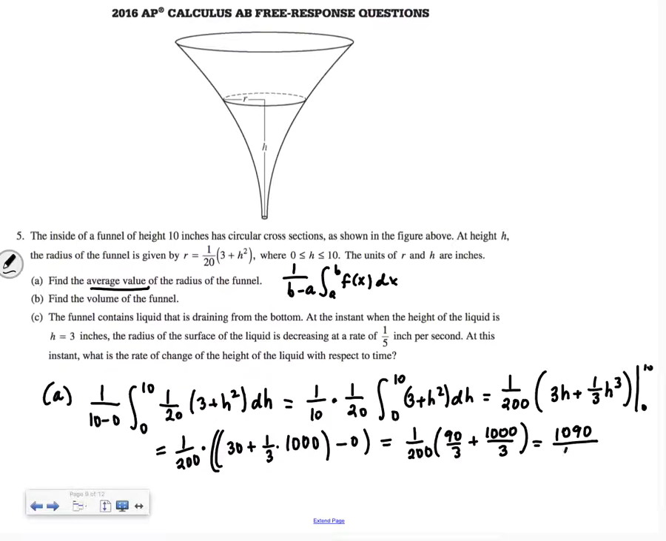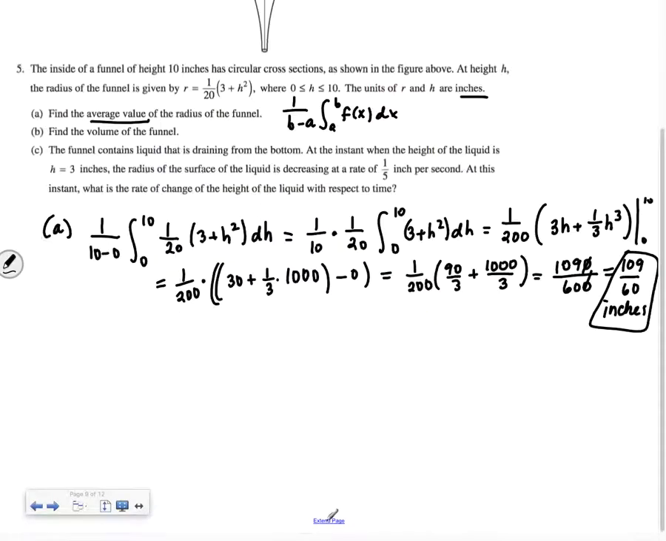So we get 1,090/3 times that 200, so I'm going to say 600, which will reduce out by 10. So we get 109/60. Now this was the average value of the radius, and our radius was in terms of inches. So don't forget your units. A lot of times you get 1 point just for your units. So we have 109/60 inches, and we'll leave it like that. You don't have to find a decimal approximation or anything because it's a non-calculator section.